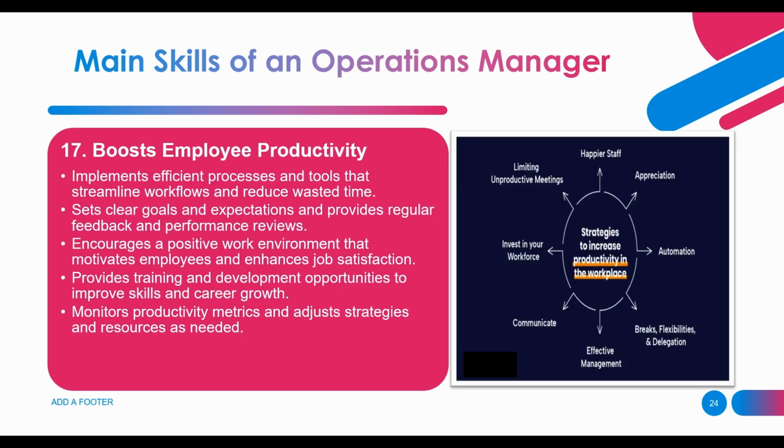17 is about boosting employee productivity. Implement efficient processes and tools that streamline workflow and reduce wasted time. Set clear goals and expectations and provide regular feedback and performance reviews. Encourage a positive work environment, motivate employees, and enhance job satisfaction. Provide training and development opportunities to improve skills and career growth. And monitor productivity metrics and adjust strategy and resources as needed.